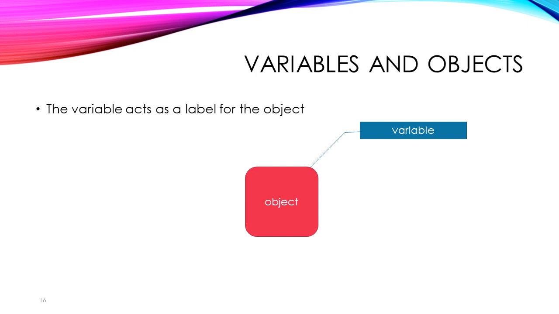Here's a graphical representation of what I was trying to say. You have a chunk of memory that holds some sort of object, and the object can be just about anything you can imagine. And then you have a variable which you assign that will label that object so you can get to it.